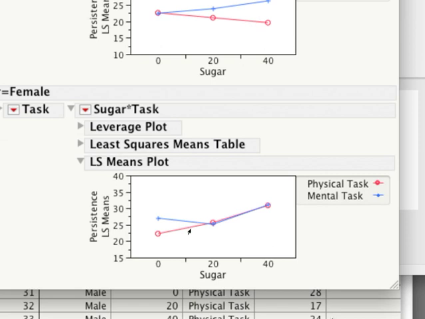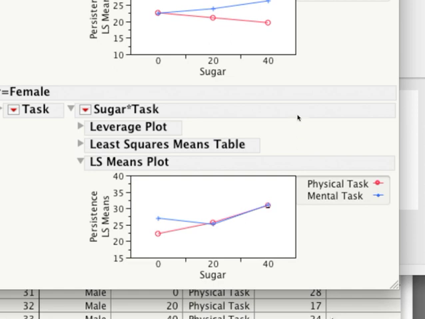For females, however, we have a different pattern, right? So basically, we're seeing that for the mental and physical task, there's really no difference, except for at this one point, so at sugar of 0. There's this difference of task, but essentially that difference disappears. This is what we saw when we did the profiler. Basically, as we gave them sugar, the difference between the physical and the mental task disappeared.